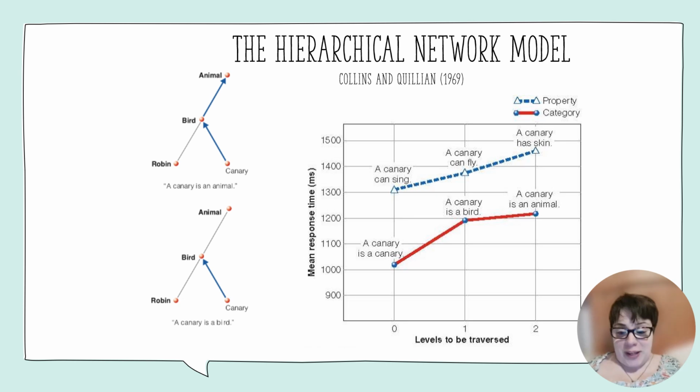So, again, just to reiterate some of the evidence that seems to support the hierarchical network model, reaction time to answer those true-false questions is directly related to the number of levels that have to be traversed in the hierarchy, right? So if I were to ask you, for example, "a canary is a canary," right? You would immediately say yes because you don't have to traverse any nodes, right? You would just look at the canary node and agree that a canary is a canary.